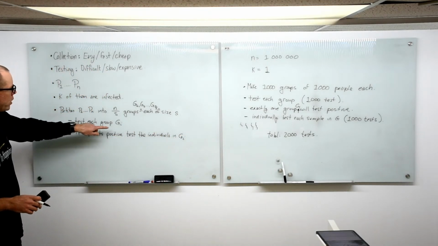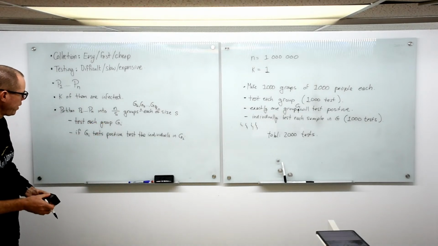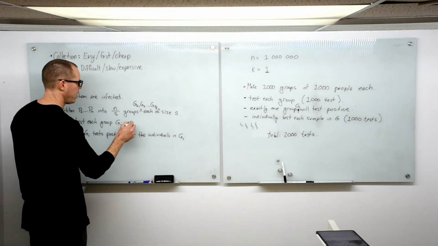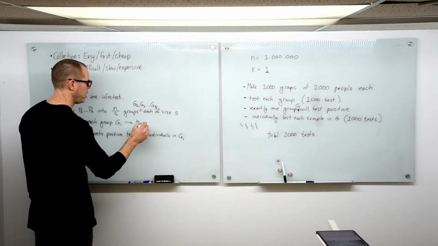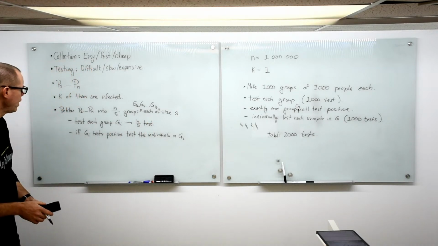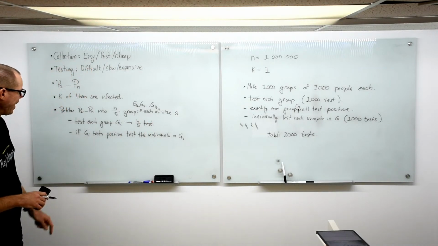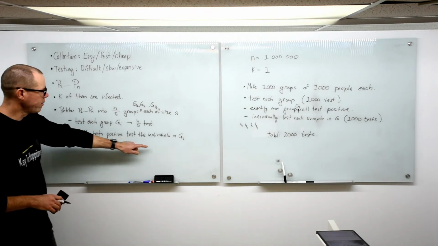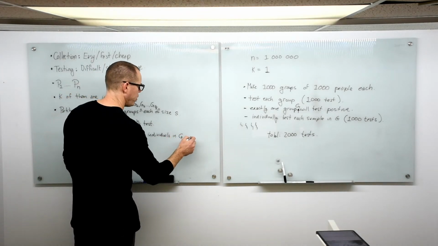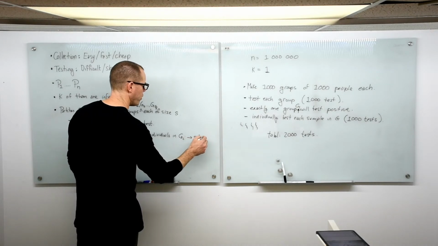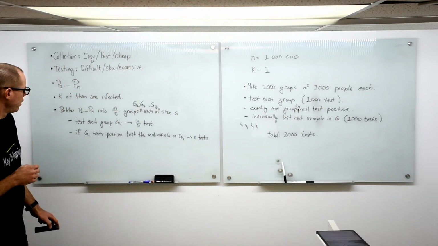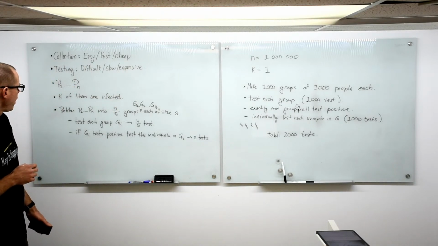So testing each group Gi, there's nothing really to study there. We have n over s groups. That means we have to do n over s tests. And if Gi tests positive, then we have to test the individuals in Gi. And so that means we have to do s tests for each of those positive groups.